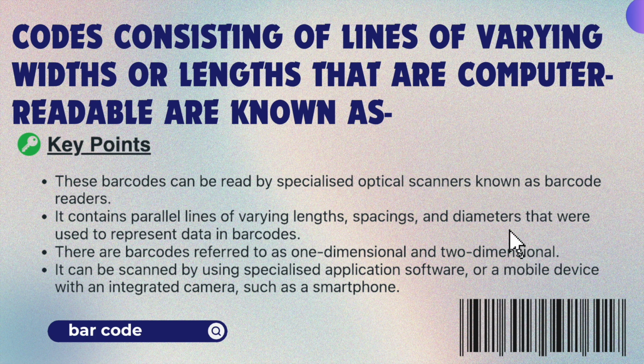So these are lines of varying width; you can observe the width is changing. If we go to any supermarket, you will see the barcode scanner. As soon as they scan the product, they will be able to understand the price, any discount and all those things. These barcodes can be read especially by an optical scanner. Those are nothing but barcode readers. So codes consisting of lines of varying width are called barcodes.